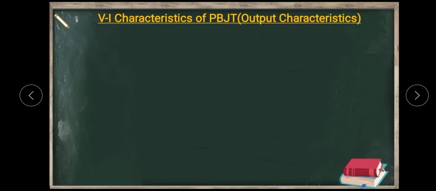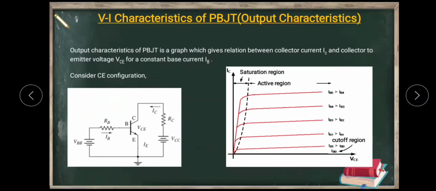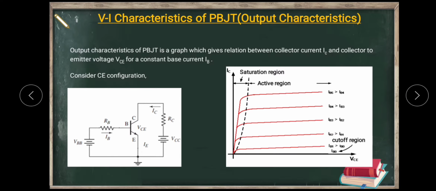Let us consider CE configuration. So here base and emitter is forward biased, collector and emitter is reverse biased. Let us consider VCE along x-axis, IC along y-axis. When IB equal to 0, that region we call cutoff region. This output characteristics of PBJT is divided into three regions. One is cutoff region, second one saturation, and third one active region.